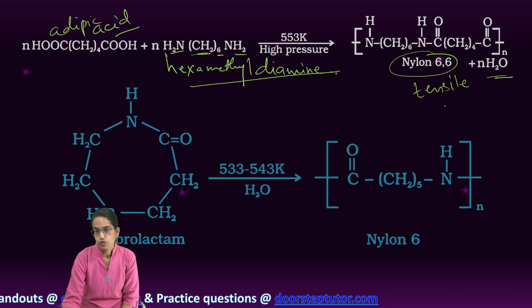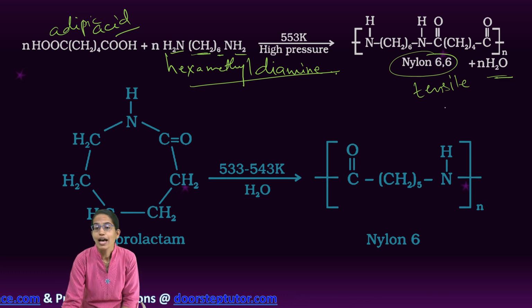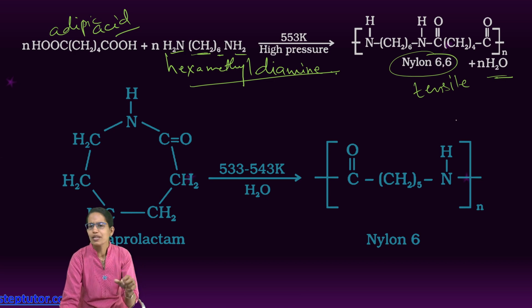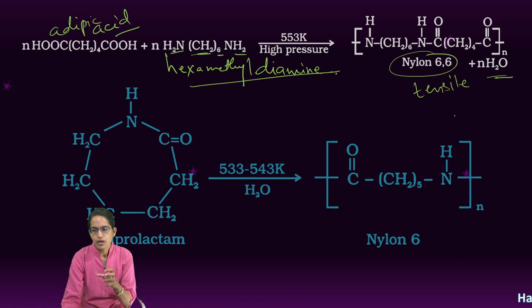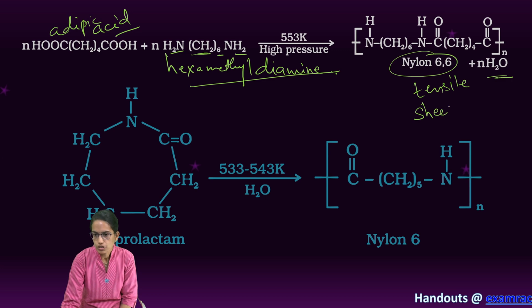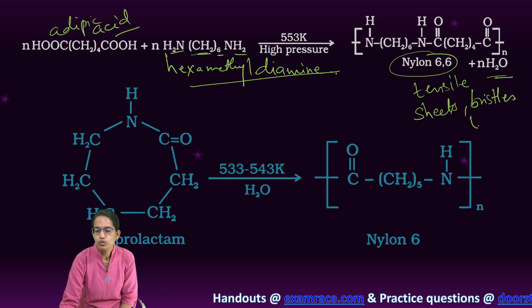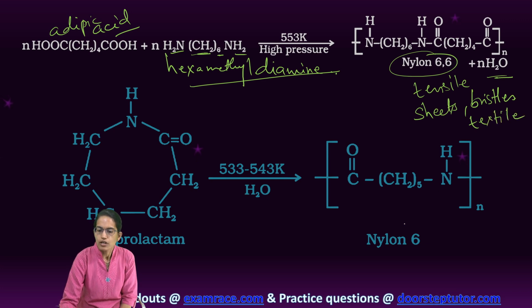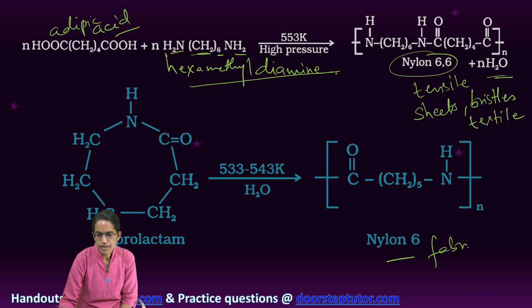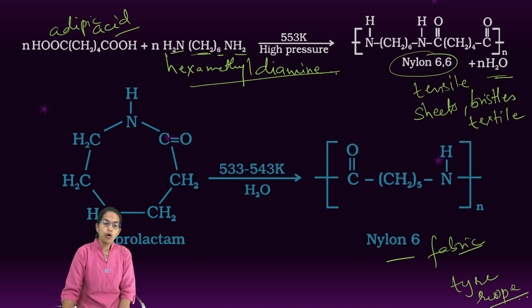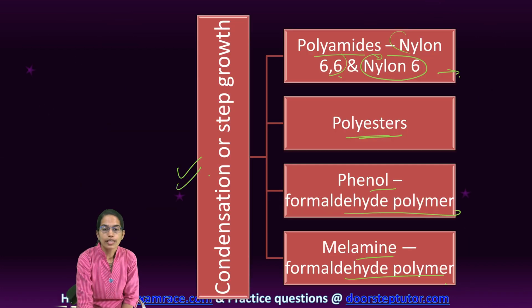Nylon is used for various purposes and has strong intermolecular bonding that is similar to hydrogen bonding. It is used for making nylon sheets. It is used for making bristles. It is also used in the textile industry. Nylon 6 is commonly used for the fabric industry. It is used for tire cords. It is also used for rope making. So those are some of the common uses of polyamides.